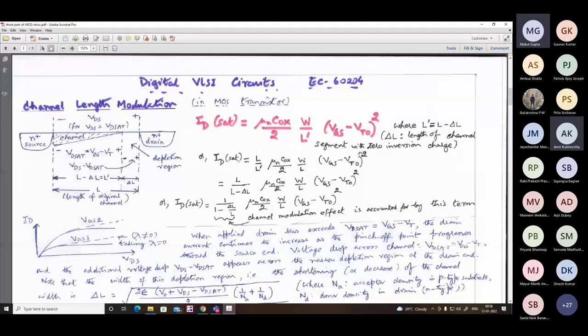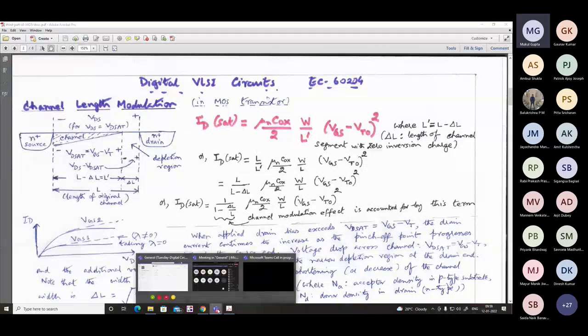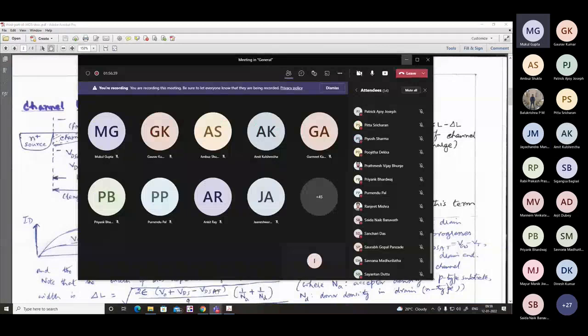Yes, sir. So there will be some specific values that we can take. Yes, of course, it will be mentioned. Don't worry. We have to make things simpler. Now we'll lay stress on the design aspect.